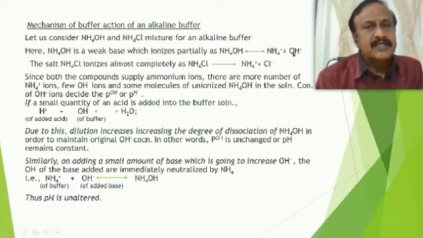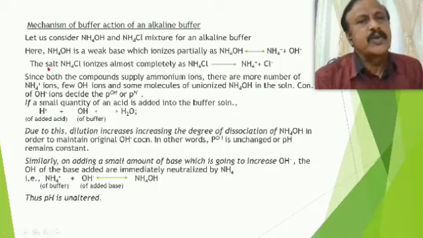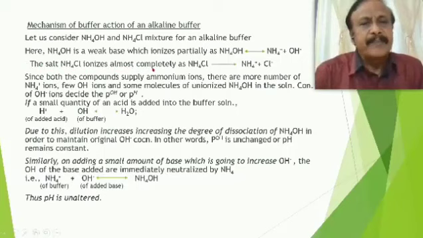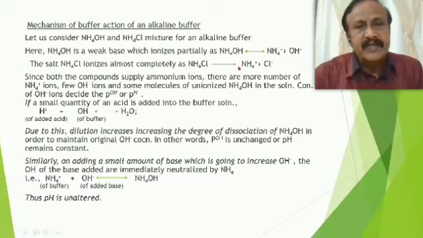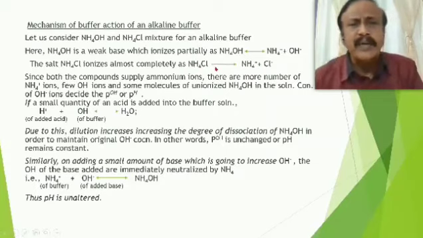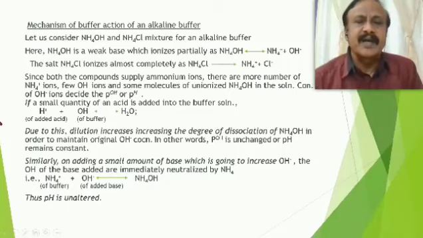The OH minus concentration should not be altered under any circumstances. Then only this solution is going to act as a buffer. Now the salt ammonium chloride ionizes completely as NH4Cl, giving rise to NH4 plus and Cl minus, and since ammonium ions are produced by both the electrolytes, the concentration of ammonium ions is more in the solution. OH minus is fixed. There are some molecules of ammonium hydroxide which are not ionized, and some Cl minus ions also.